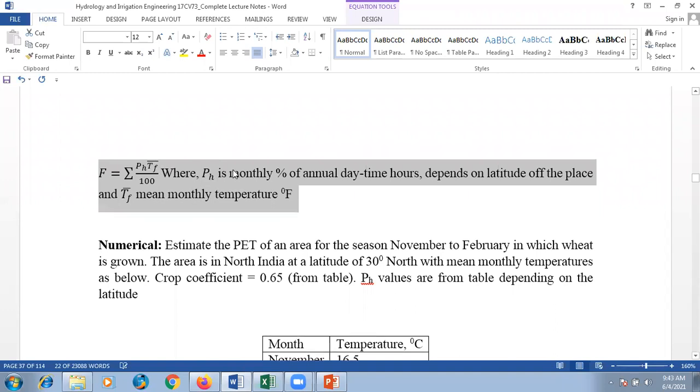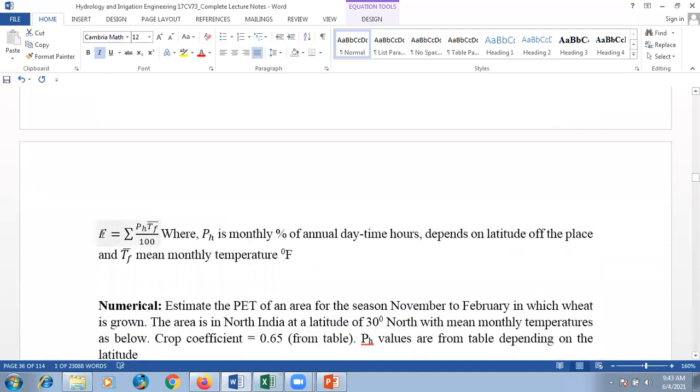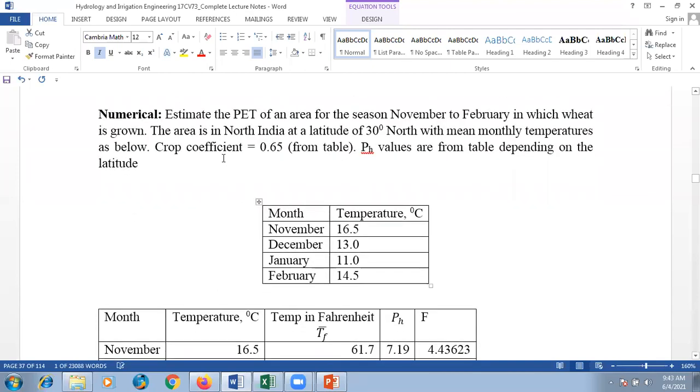So these two equations, the first equation ET = 2.54 K F, and the expression to define F, are given by Blaney-Criddle. And we have to make use of these two equations in order to determine the evapotranspiration of a particular crop, which we can understand through the following example. We will look at this numerical example.